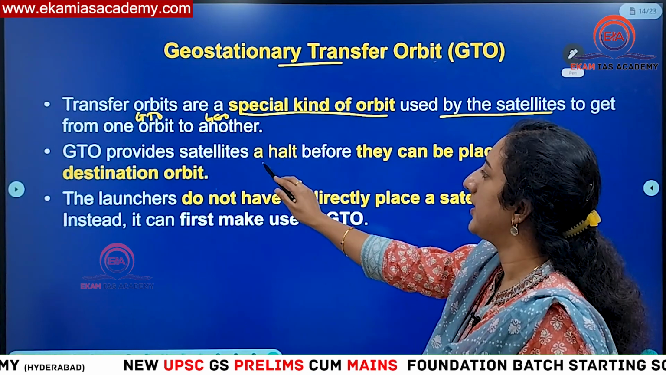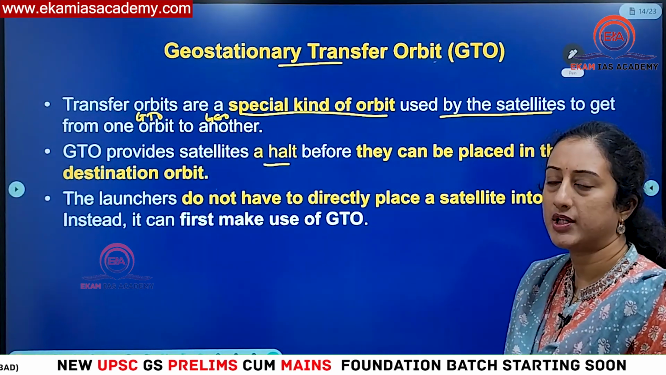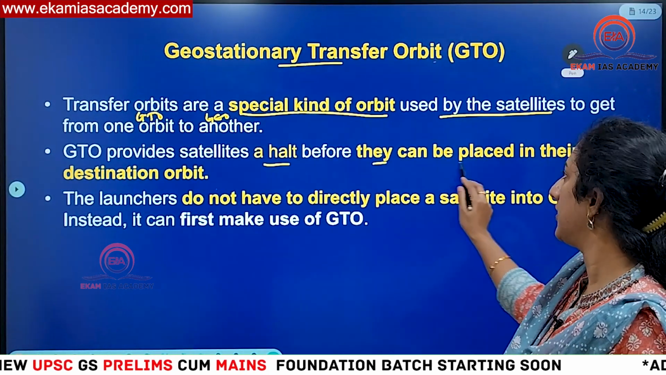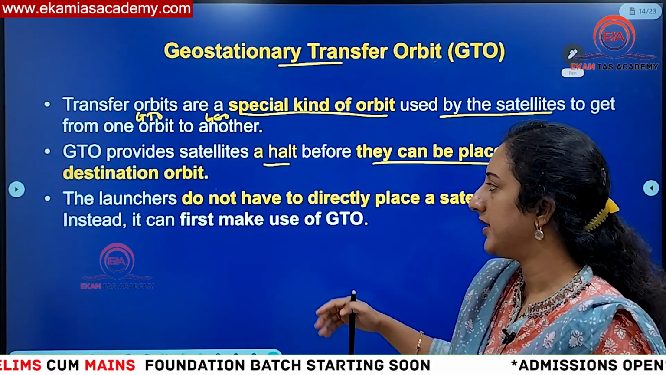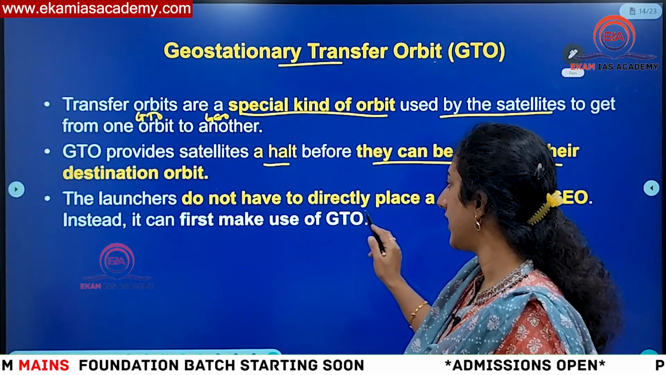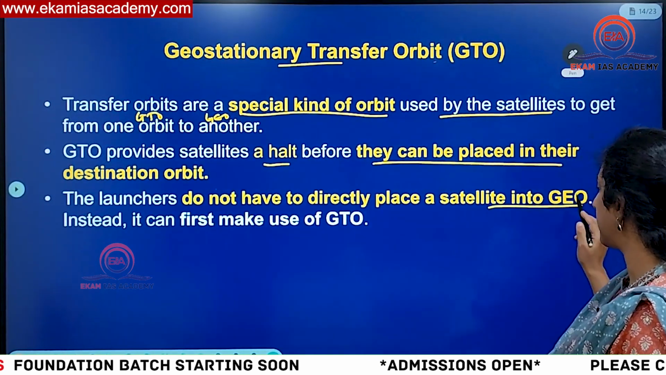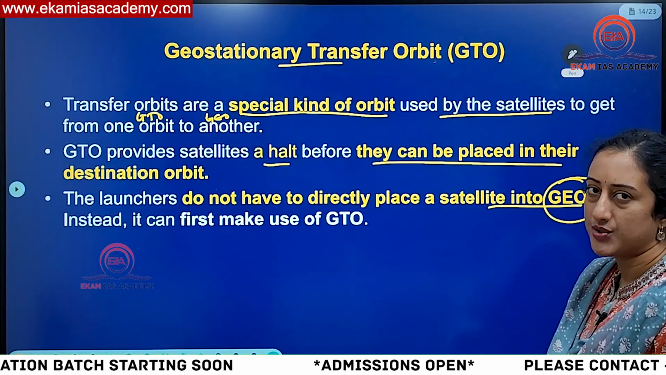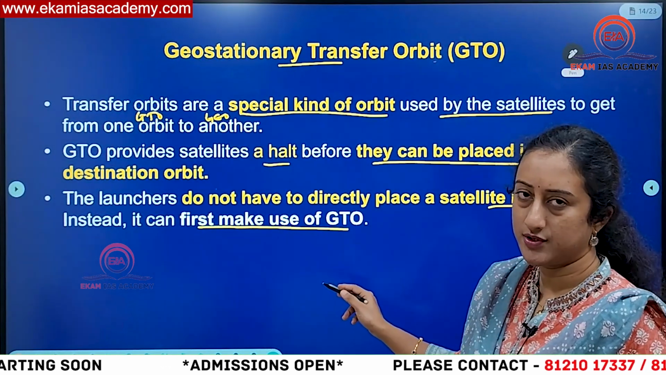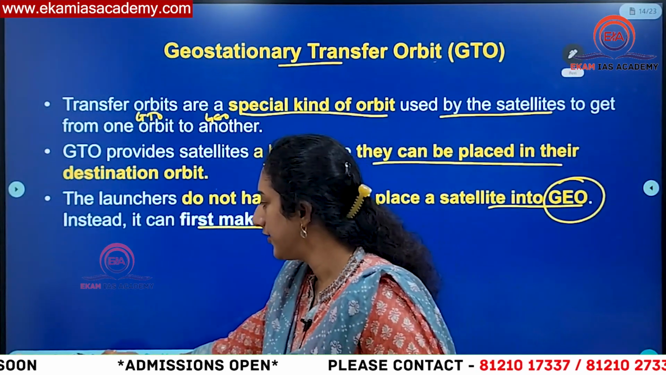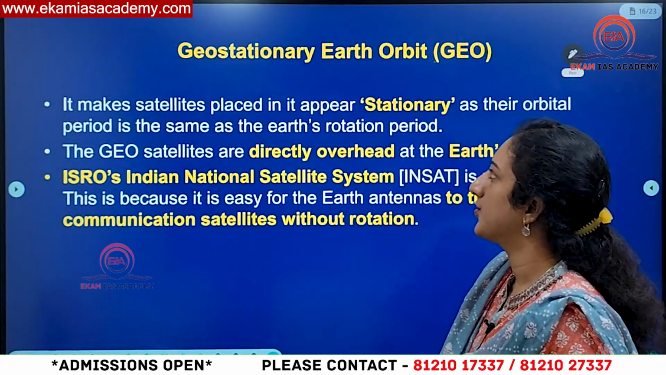GTO orbits will be a halt. Halt means it is a particular stop, you can say, before they can be placed in their destination orbit. Before changing the orbit, there will be a stop. Most satellites cannot be placed directly into geostationary Earth orbit. That is why they first have to make use of a geotransfer orbit, and then change to the geo Earth orbit. Then what is geostationary Earth orbit?